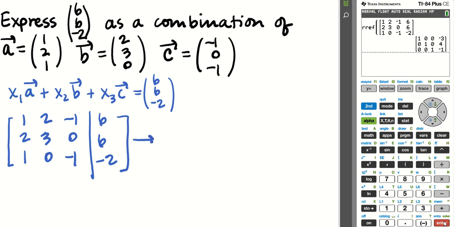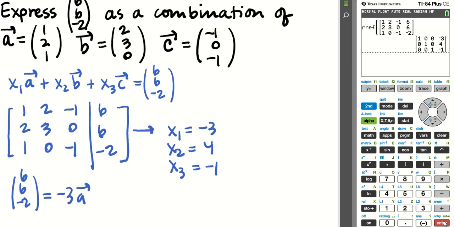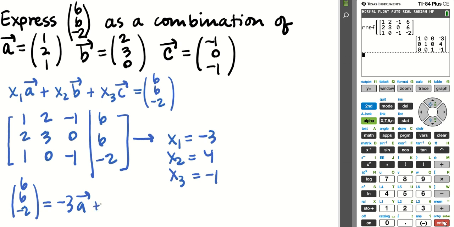All right. So now I'm seeing that x1 equals negative 3, x2 equals positive 4, and x3 equals negative 1. So if I'm going to express the vector as a combination of the others, I'm going to say that 6, 6, negative 2 is equal to -3 of A plus 4 of B, pardon me, minus 1 of C.